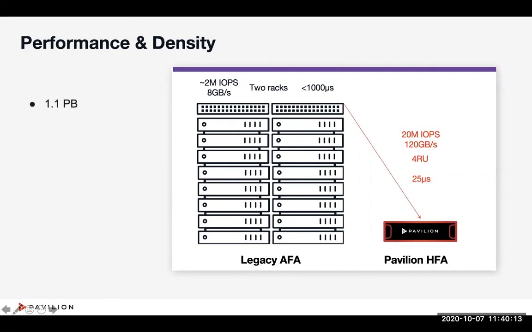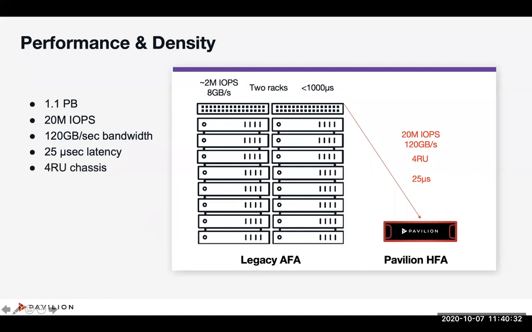So that single array is able to deliver over a petabyte of usable capacity, 20 million IOPS, 120 gigabytes per second of bandwidth, and as little as 25 microseconds of latency across the fabric, which is on par with a direct attach NVMe drive, all in a 4U chassis.